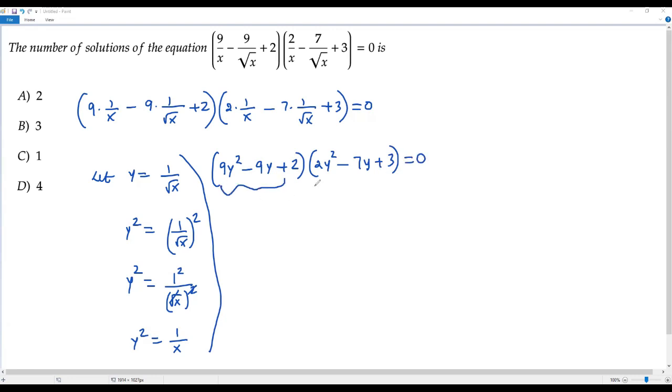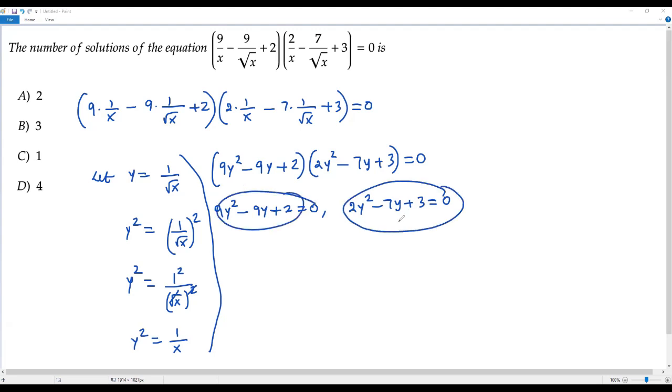Here the product of two algebraic expressions is equal to 0. Whenever the product of two quantities is equal to 0, either the first one may be 0 or the second one may be 0. So if the first one is 0, then I'm getting 9y² − 9y + 2 equals 0. If the second one is equal to 0, then I'm getting the equation 2y² − 7y + 3 equals 0. Okay, now I got two quadratic equations in terms of the variable y. So solving each of these two quadratic equations, I'll be getting two values for y. So for two quadratic equations, I'll be getting 4 values for y.